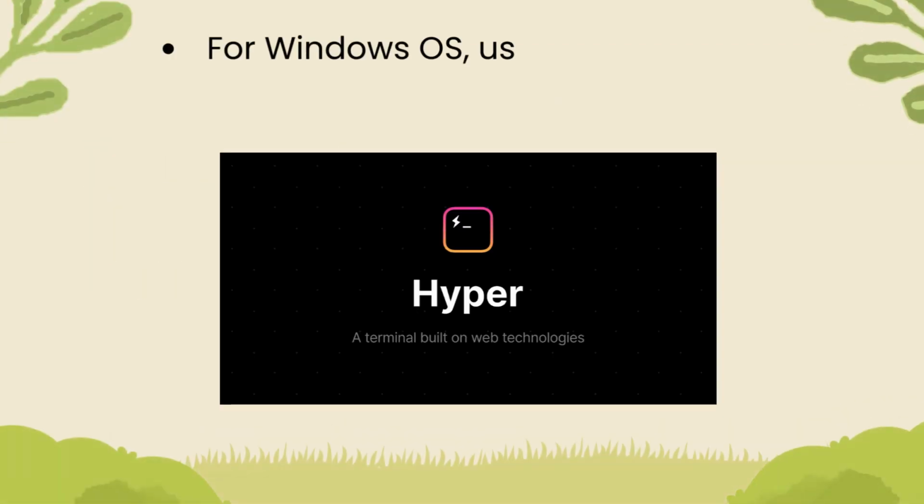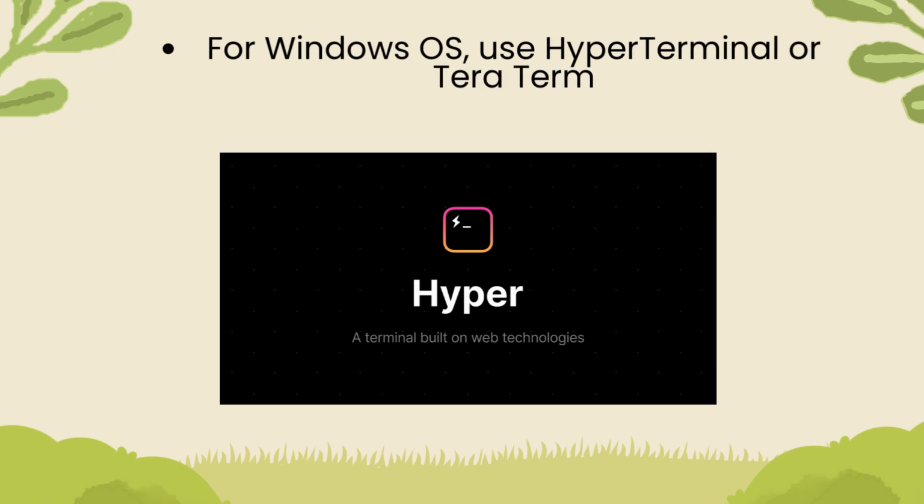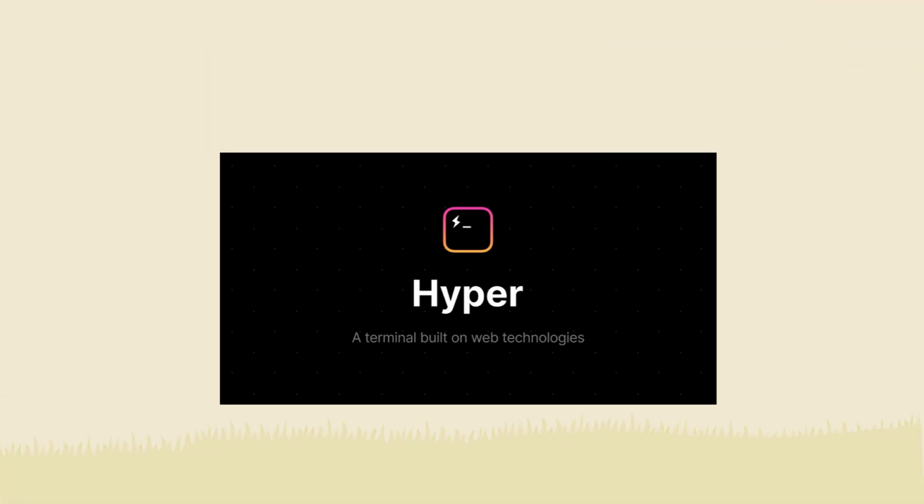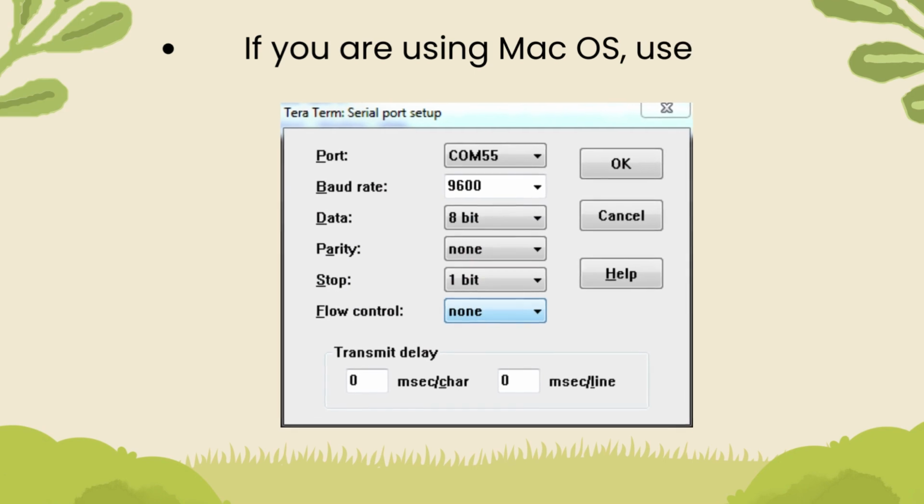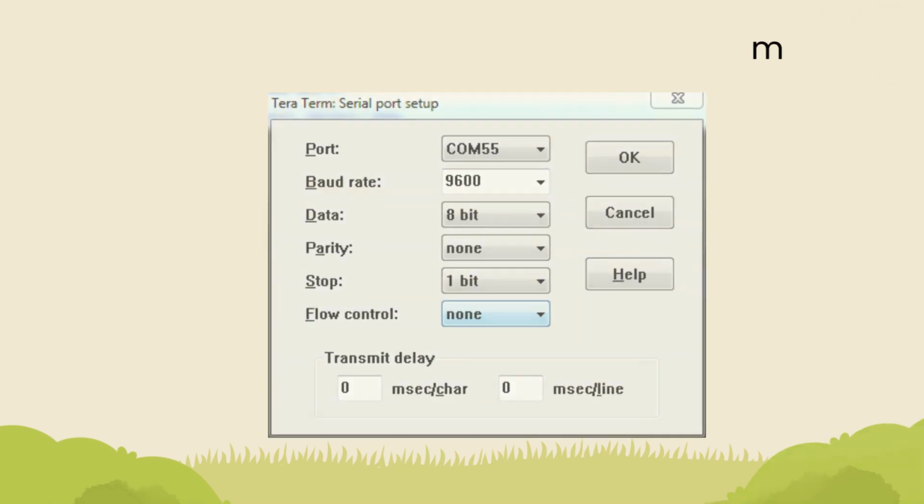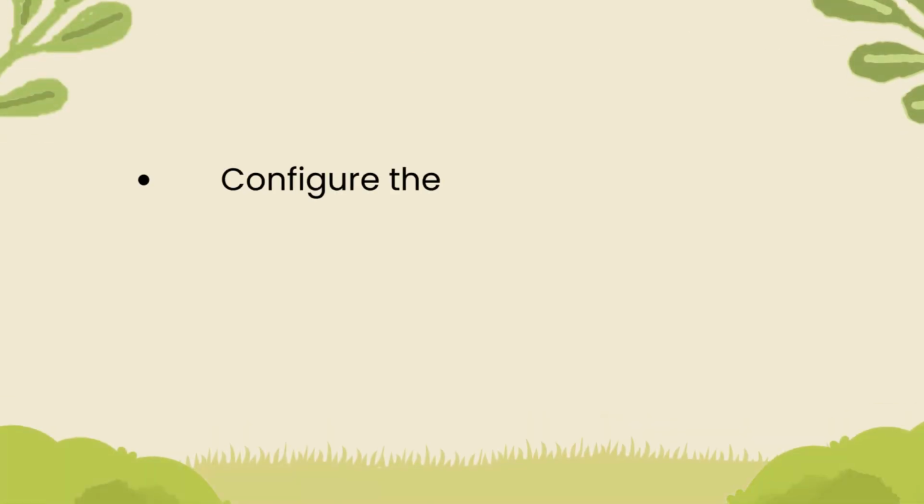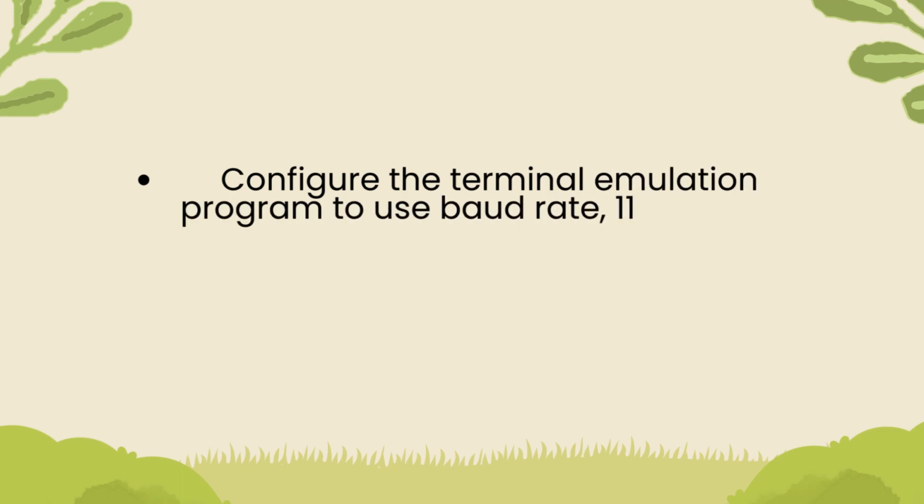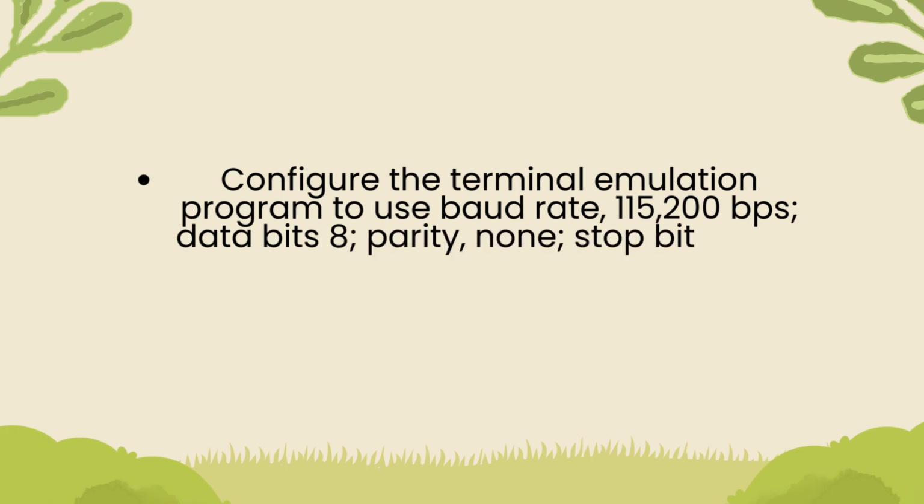For Windows OS, use Hyperterminal or Terra Term. If you are using Mac OS, use Term. Configure the terminal emulation program to use baud rate 115,200 bps, data bits 8, parity none, stop bit 1, flow control none.